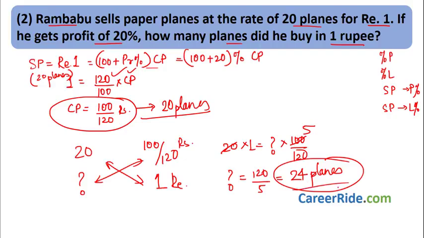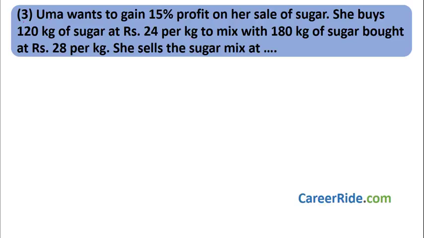Going on to the next question. Question number 3. Uma wants to gain 15% profit on her sale of sugar. She buys 120 kg of sugar at rupees 24 per kg to mix with 180 kg of sugar bought at rupees 28 per kg. She sells the sugar mix at, now what all formulas have we seen for profit and loss? We have seen percentage profit, the formula for percentage loss, the formula for finding selling price when we know the percent profit, and selling price when we know the loss percentage.